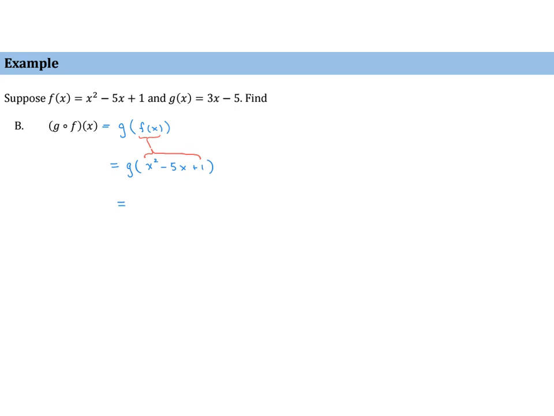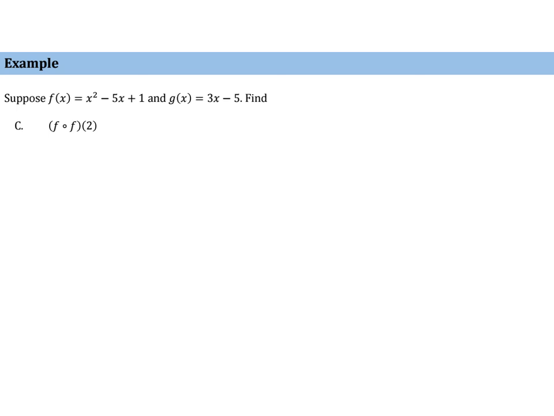Now, what does g say to do to our input? G says to take 3 times our input and subtract 5. So we'll take 3 times our input, subtract 5. And our input is x squared minus 5x plus 1. So distributing, we get 3x squared minus 15x plus 3, and then we subtract 5. So we have 3x squared minus 15x minus 2.